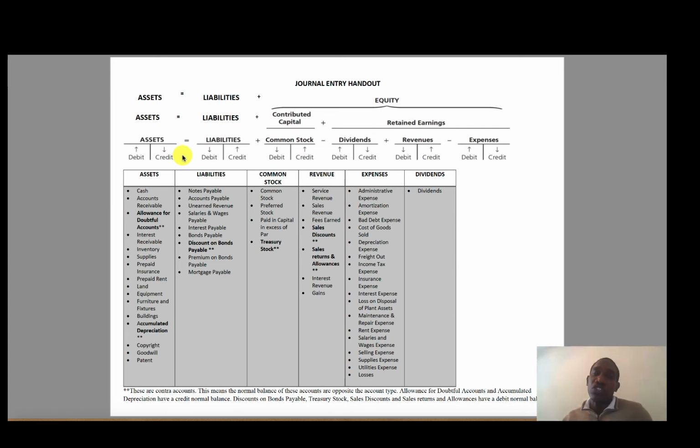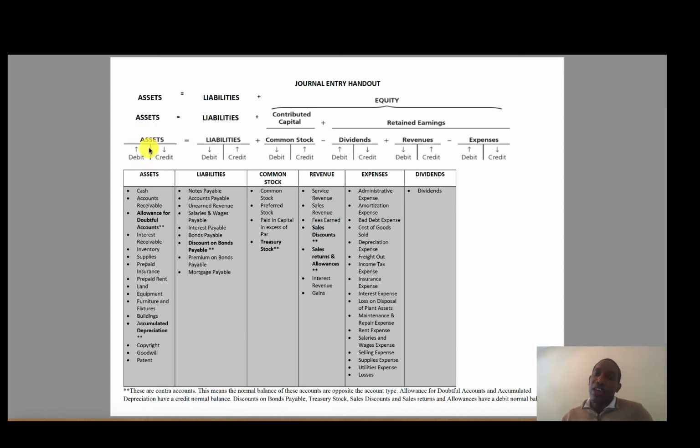So whatever definitions of debit and credit you had in the past, forget about those in this class and know debit is left side of the T account, credit is right side of the T account. Now notice the arrows. For assets, debit has an up arrow, and credit has a down arrow. When you go over to liabilities, debit is a down arrow and credit is an up arrow. And here's what that means, and this is important.